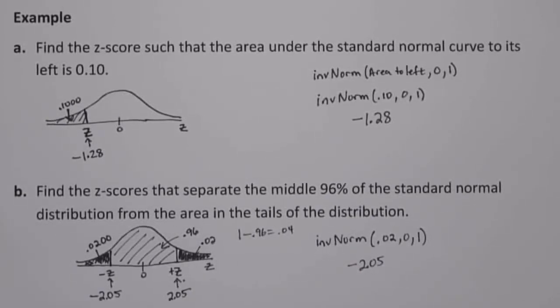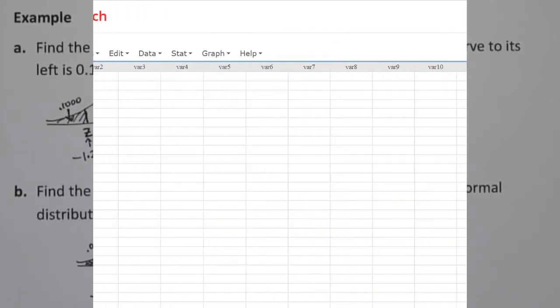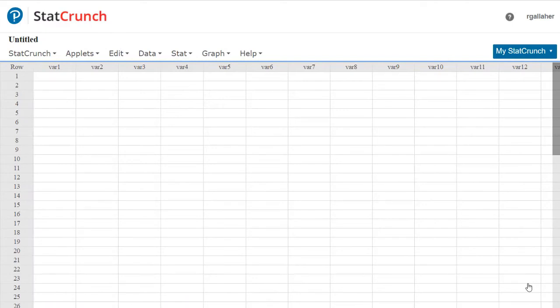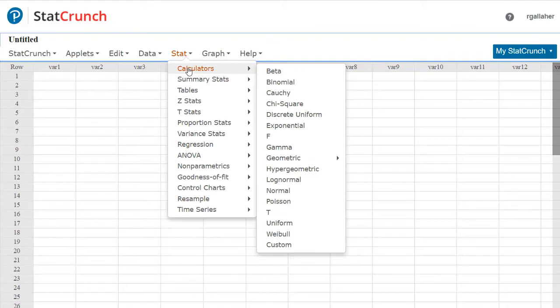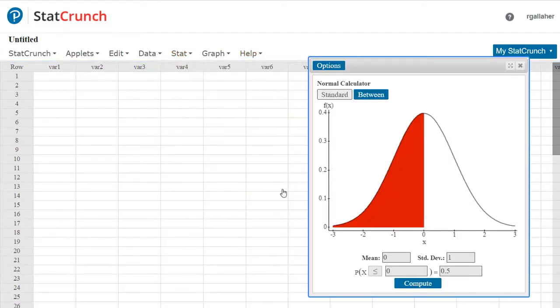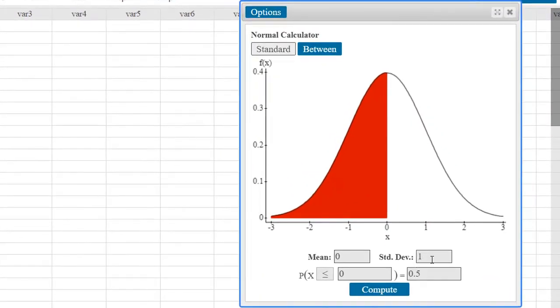Now we also have an option of doing this with StatCrunch. And the StatCrunch normal calculator is actually quite amazing. So I'm going to pull up the normal calculator. So I'm going to Stat, Calculator, and Normal. Okay. So I have in here the mean of 0 and the standard deviation of 1. Okay. And so this calculator works both ways. If I enter the appropriate z-score, then it gives me the probability. If I enter the probability, it'll give me the z-score.